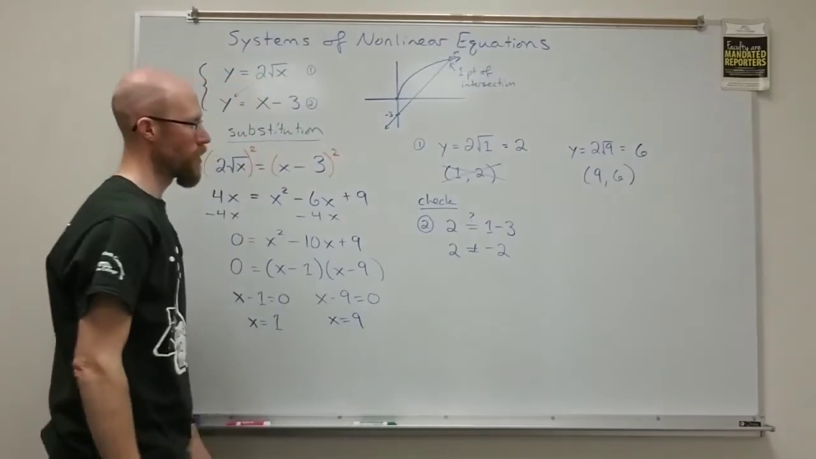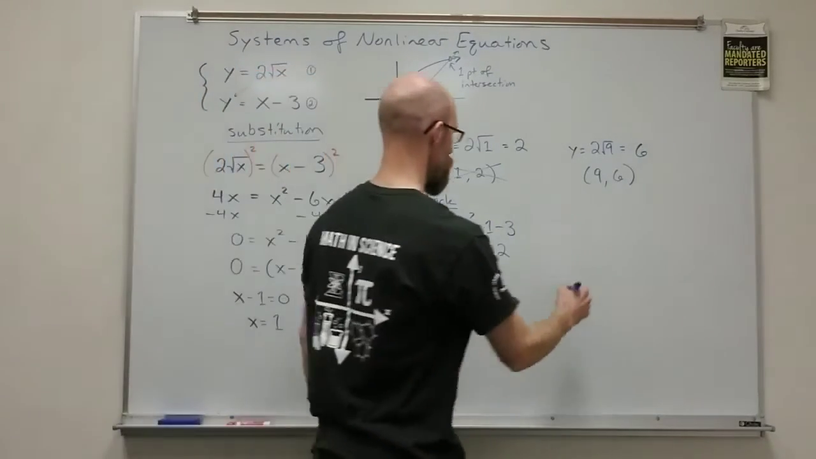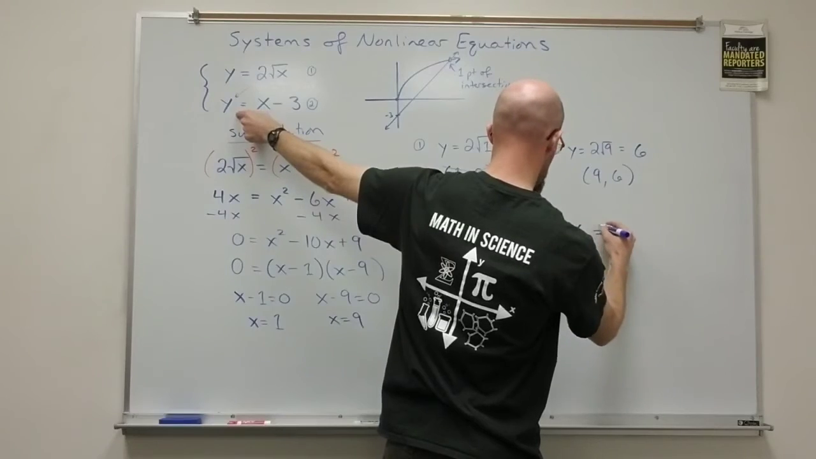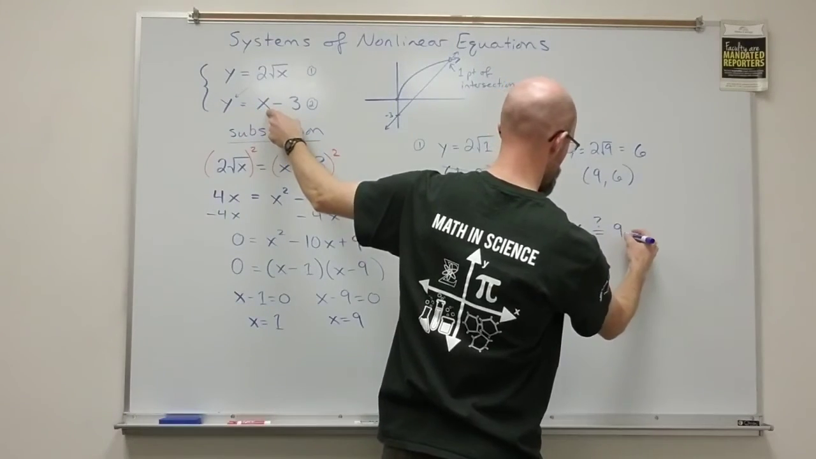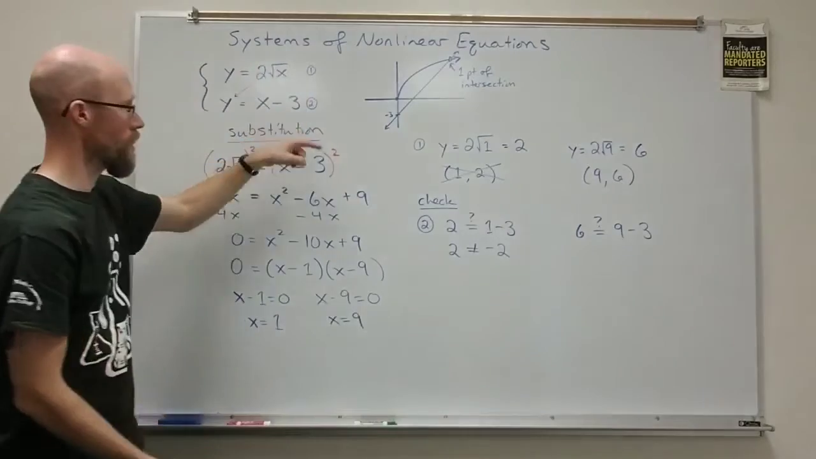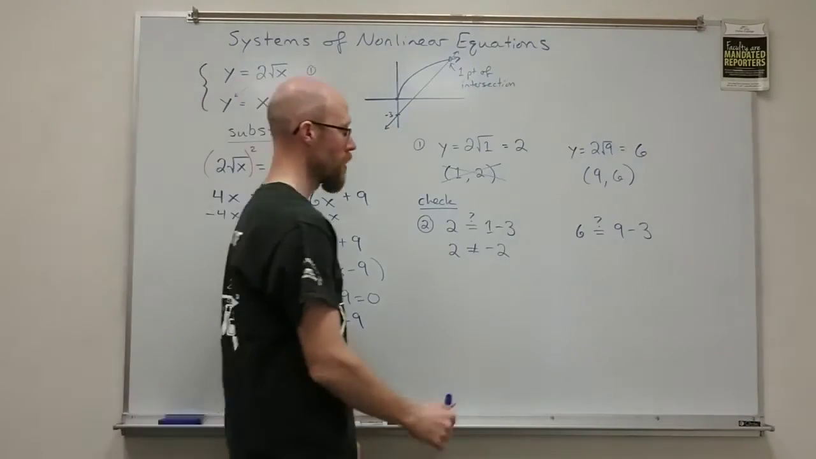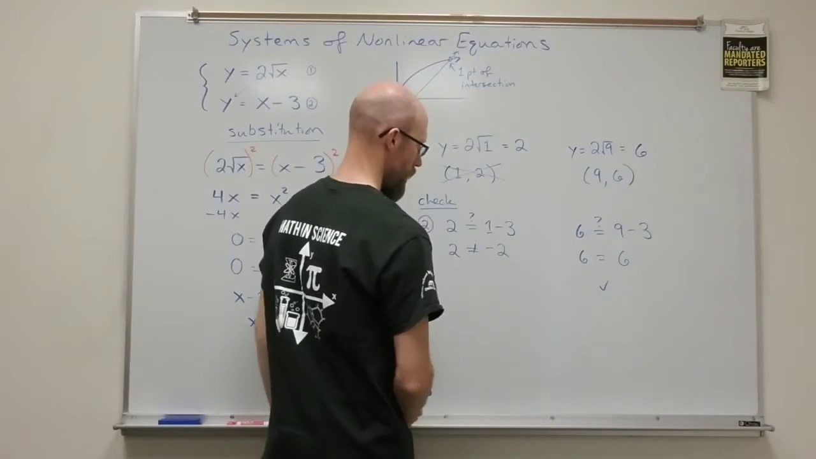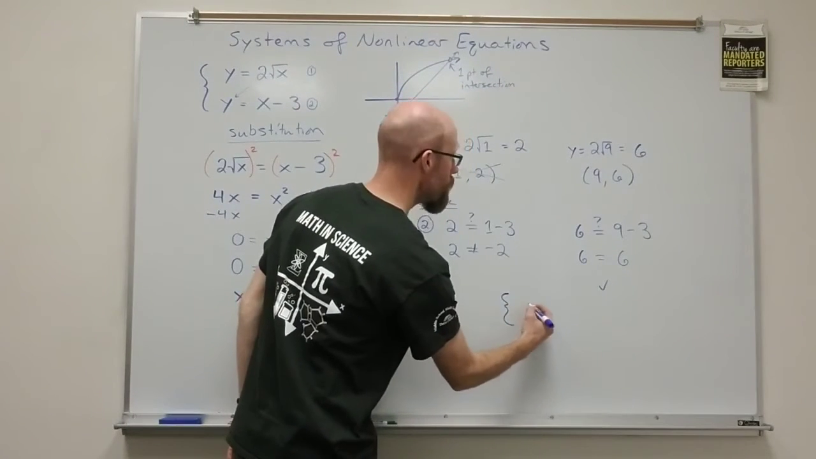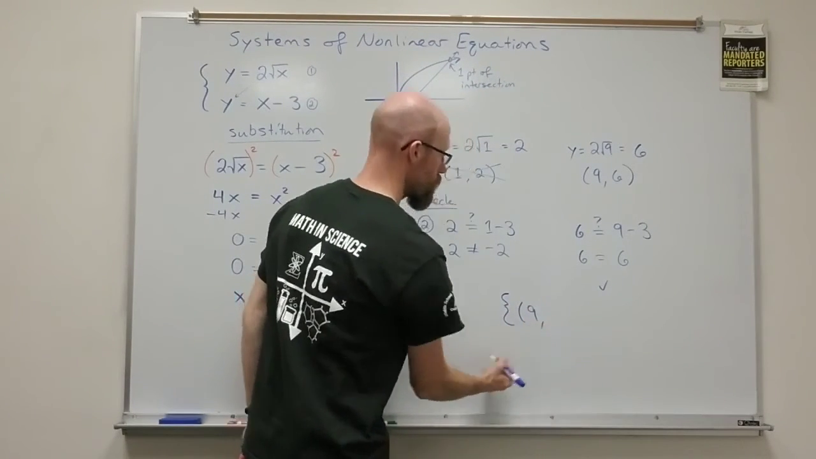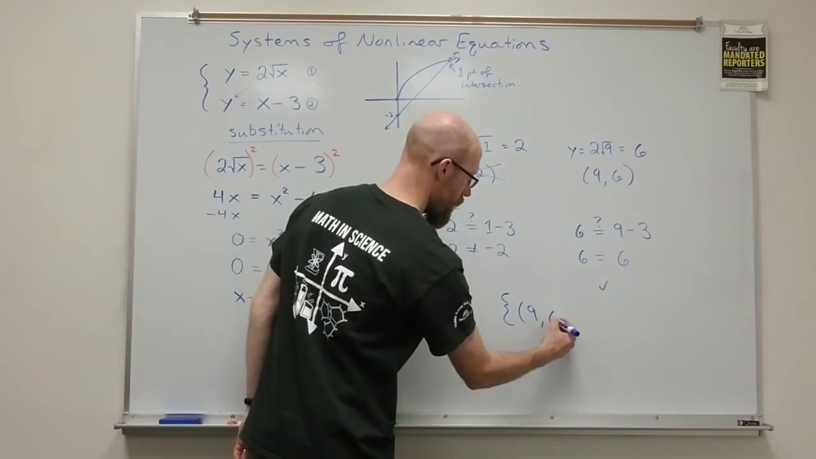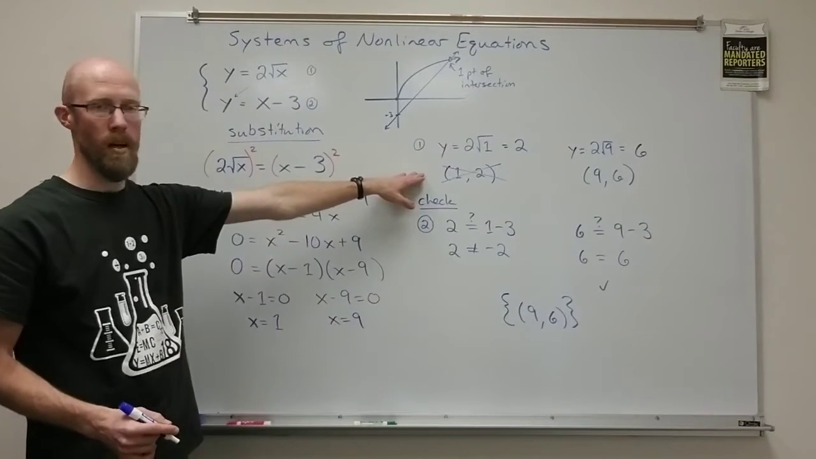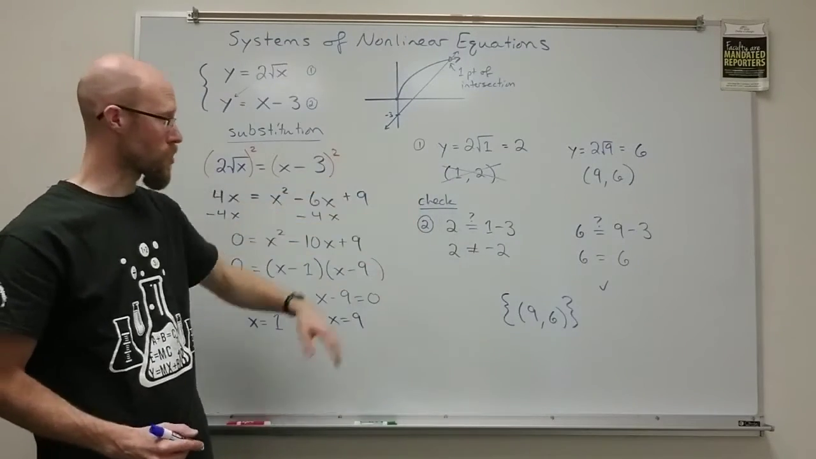I don't need that one then. The other one, just to verify, I get a 6 on the left. Will that equal 9 minus 3 if I plug in the x there? And of course it will. You get 6 equals 6, which does check out. And that tells me then that my solution is the solution set containing (9, 6) with the other point here, (1, 2), being extraneous.